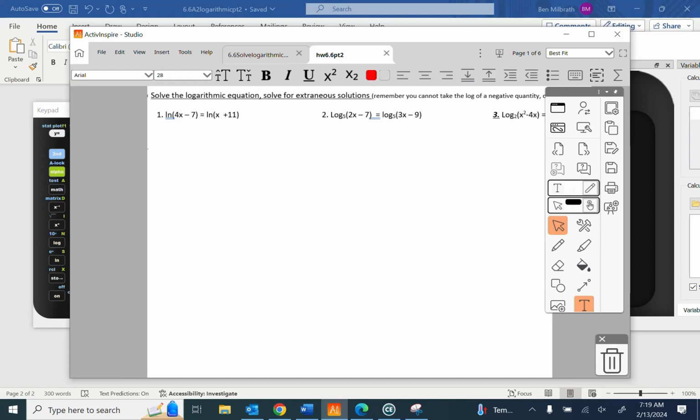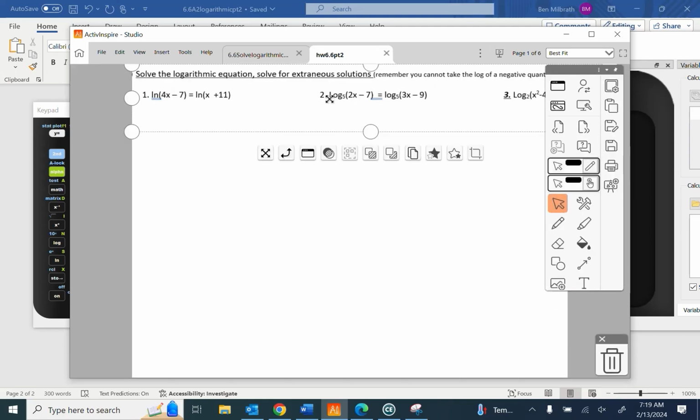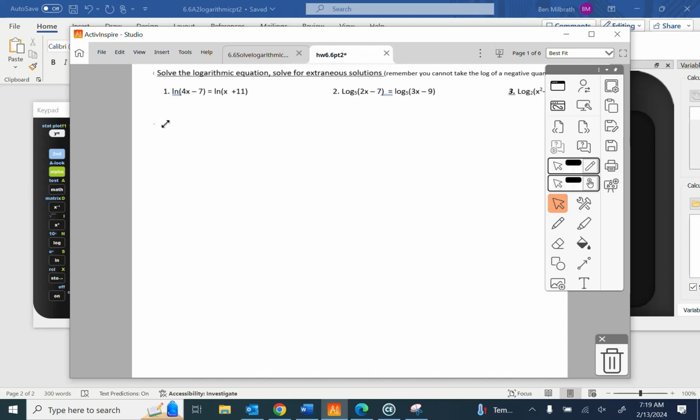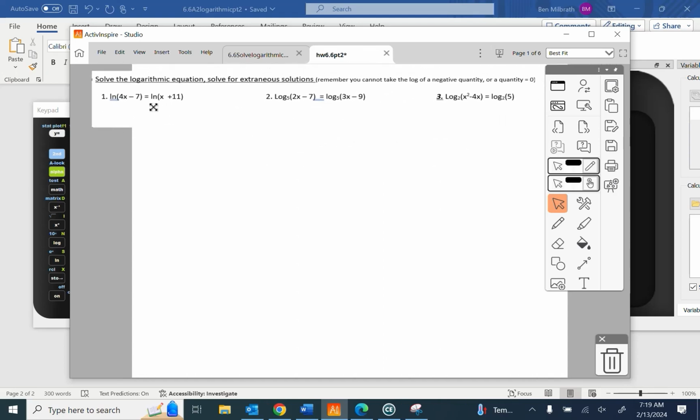All right, so we got the 6.6 part 2 homework. I actually forgot all about this assignment until this morning. I thought I had it ready, but I didn't. I'm more worried about y'all's tests that you have this week.